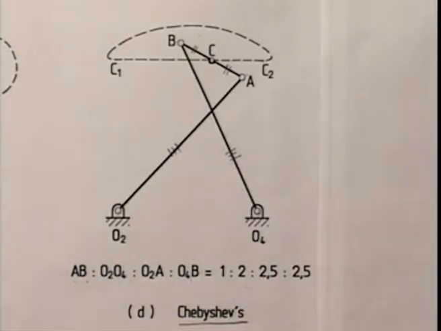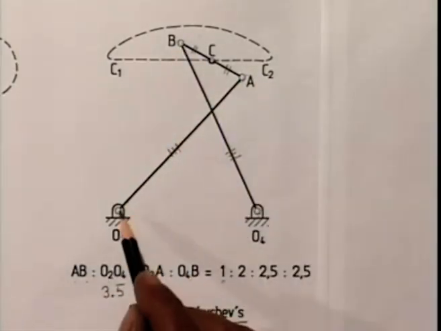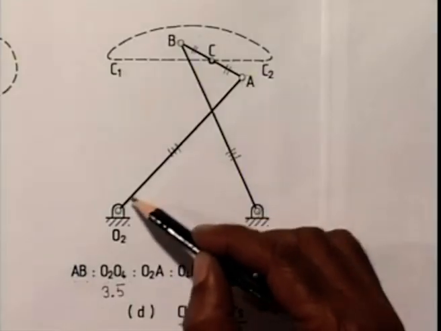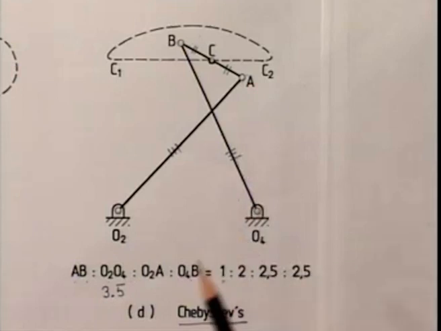So here L max is 2.5 and L min is 1, that is L min plus L max is 3.5. Let us now look at the link lengths of this particular linkage. What we see, AB, the coupler length, to the fixed link length O2O4 to the input link say O2A, which is same as O4B, are in the following ratios, 1 is to 2 is to 2.5 is to 2.5.